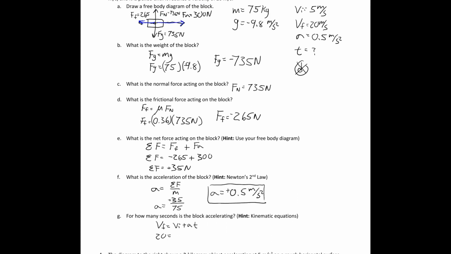VI is equal to 5. This is 0.5. And you're looking for T. So you get 15 is equal to 0.5 T. The time is equal to 30 seconds. Very good. Okay, that was pretty good for number 3.